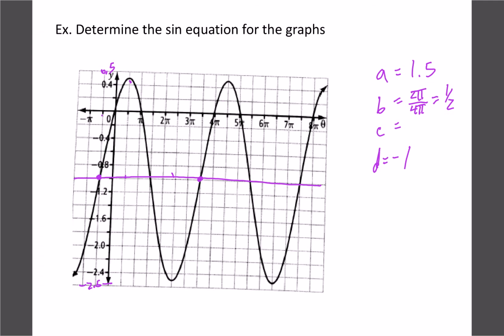And our last one, our C value, our sine graph should start at the origin. It doesn't, it starts right there. So you can see we went negative 0.5 pi to the left, so that would be positive pi by 2. And we're done. So our equation should be 1.5 sine of 1/2 x plus pi over 2, minus 1.